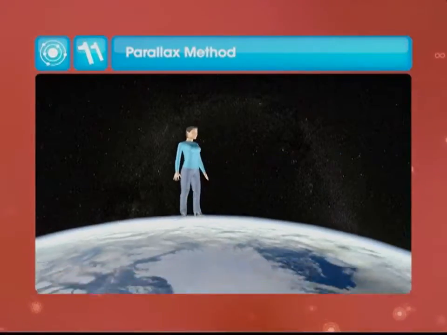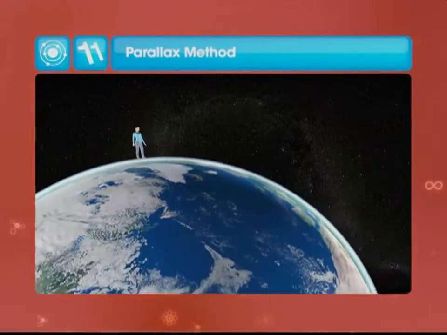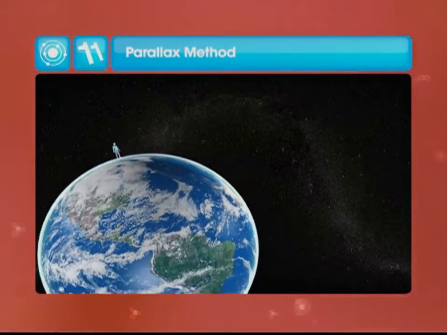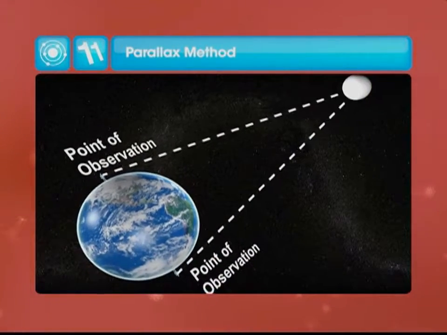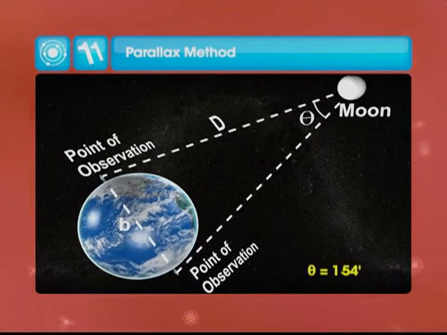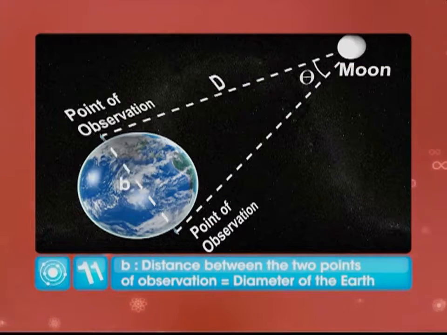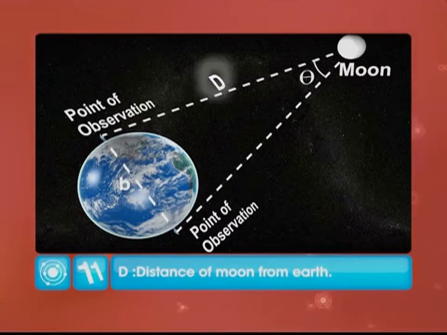But how can this method of parallax be employed to measure as great a distance as the distance between Moon and Earth? Well, the Moon is observed from two diametrically opposite points A and B on Earth. The angle theta subtended at the Moon by the two edges is 1 degree 54 minutes. Here, the distance B between the 2 points of observation corresponds to the diameter of the Earth, and D is the distance of Moon from Earth.